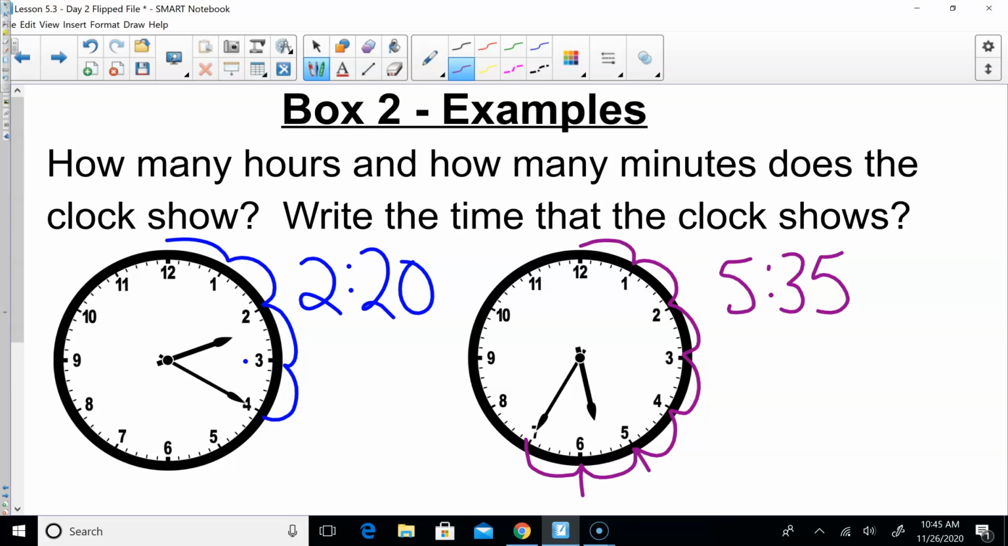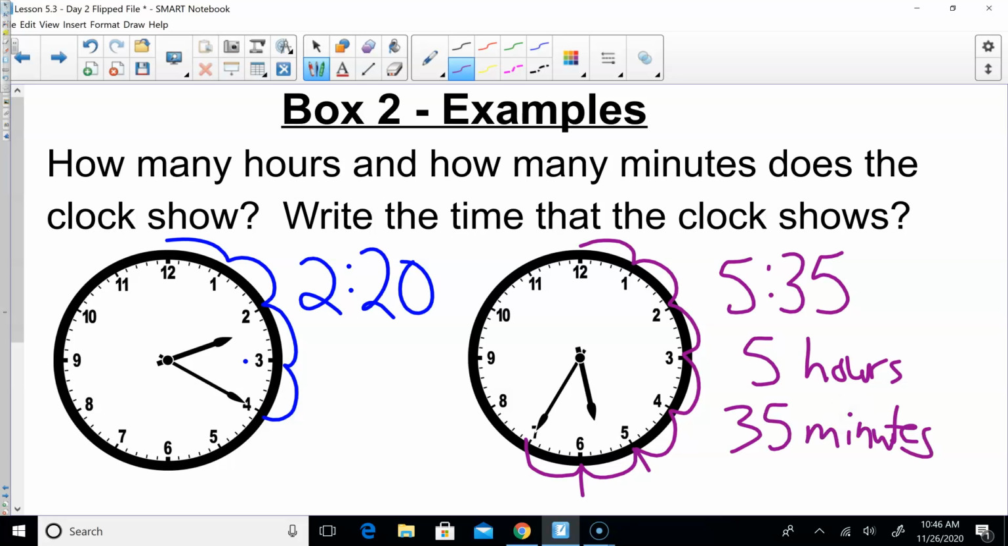those two, what it looks like on the clock face, to what time it would look like if it was digital. So I guess I wrote the time the clock shows, but I should probably answer the first question now that I read this. How many hours and how many minutes does the clock show? Well, this one shows 5 hours, 35 minutes.